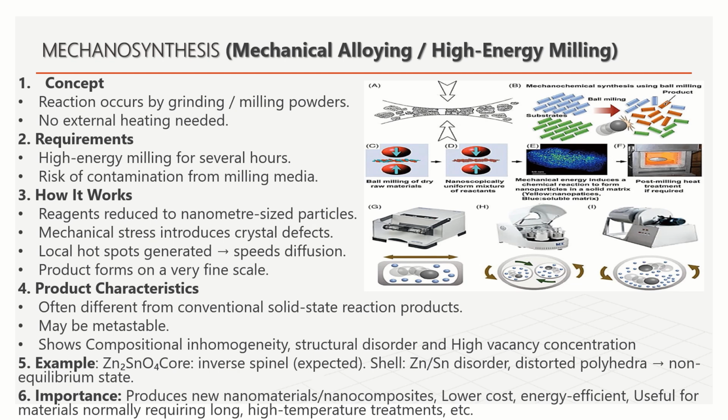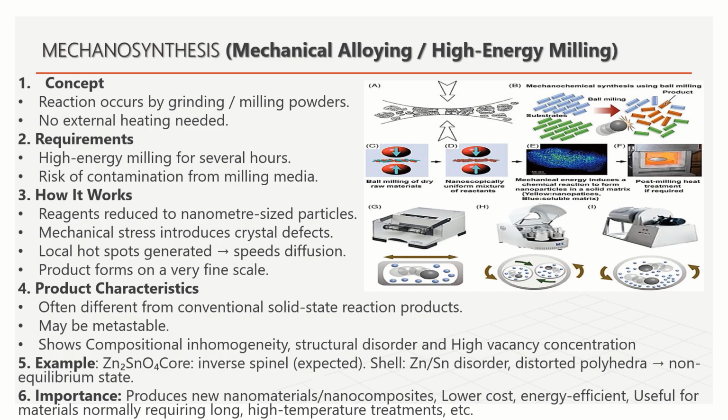A good example of this synthesis is Zn2SnO4 nanoparticles, which is shown here, which is an inverse spinel. When the material was prepared by mechanochemistry and analyzed using diffraction, microscopy and spectroscopy, the core of each grain had the correct inverse spinel structure, but the outer shell showed Zn-Sn mixing and distorted polyhedra. This clearly indicates that the particles are formed under non-equilibrium conditions with significant disorder, something that does not happen in normal high temperature synthesis.